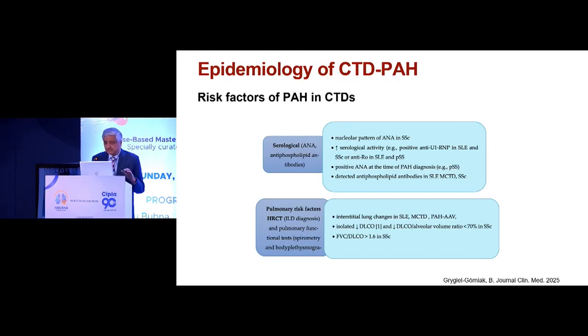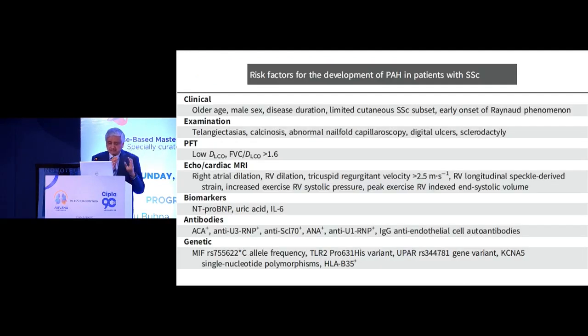Since we're talking of scleroderma itself, there are criteria which are basically clinical on examination, and lung function: if you have a low DLCO, which we saw in one of the cases, DLCO being out of proportion, on the lower side, and FVC by DLCO more than 1.6, and of course features on echo and cardiac catheterization, biomarkers, antibodies. All of these will help you in suspecting that this patient may have pulmonary arterial hypertension. I'll just quickly run through the pathophysiology because I find it very fascinating.